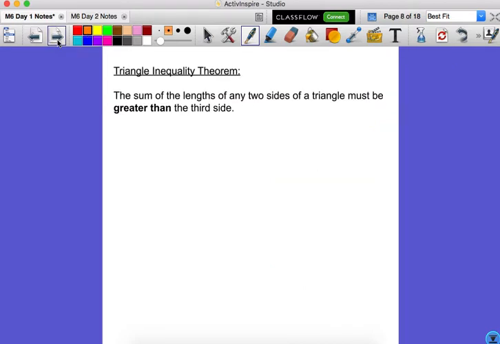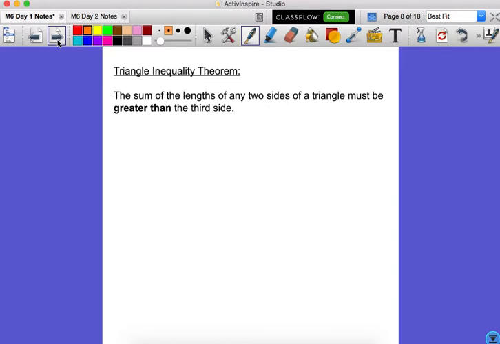So this is something that is commonly forgotten for this test, so you may want to put a star by this in your notes as something to look back on. And it says the triangle inequality theorem tells us that the sum of the lengths of any two sides of a triangle must be greater than the third side.